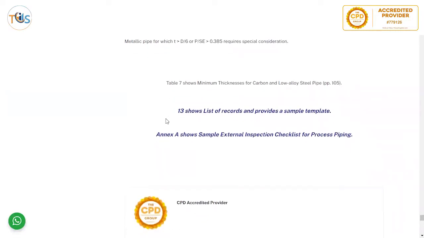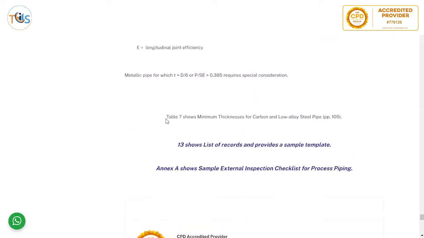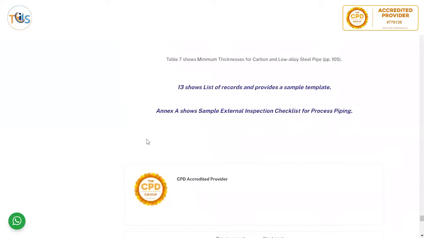Table 7 shows minimum thickness for carbon and low alloy steel on page 105. Chapter 13 shows a list of records and provides a sample template, and Annex A shows a sample external inspection checklist for process piping.